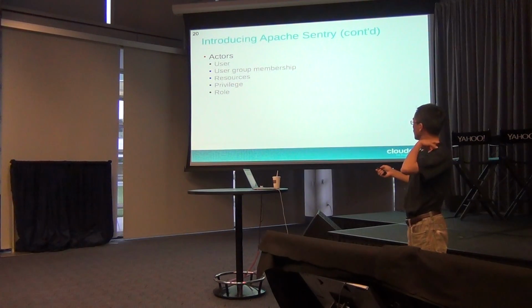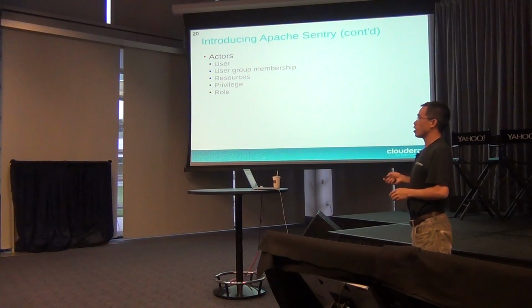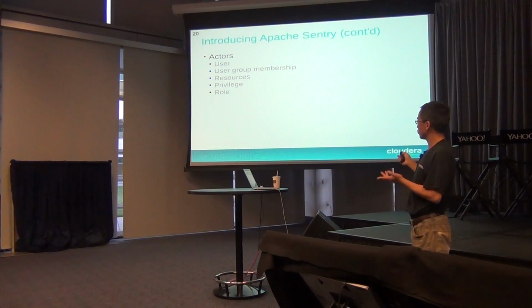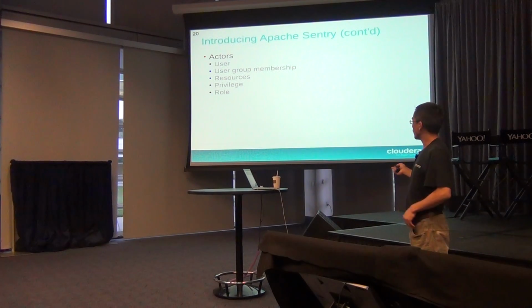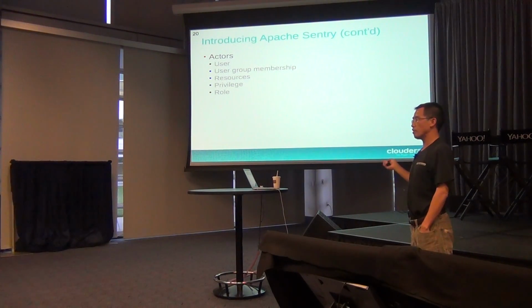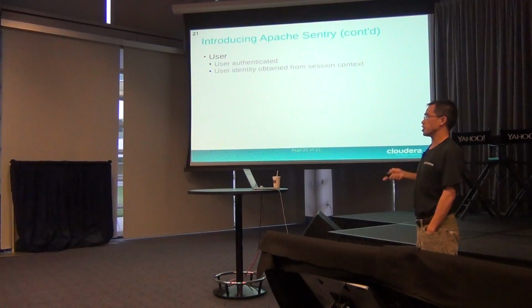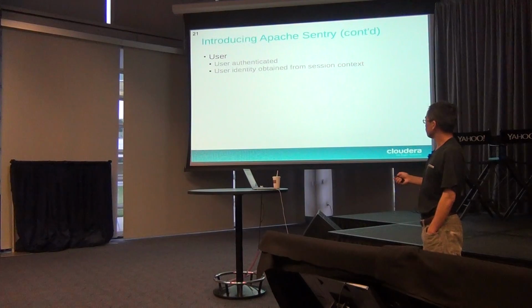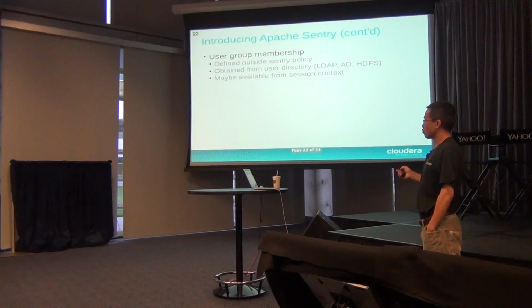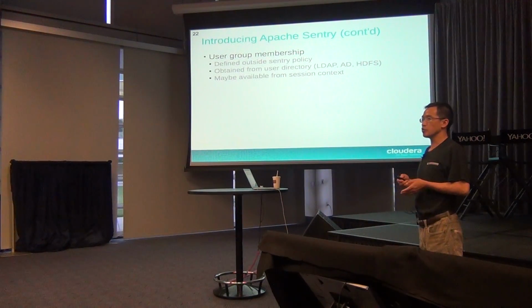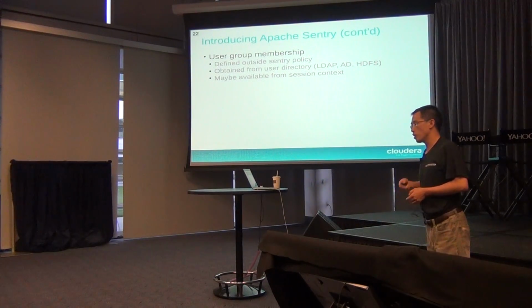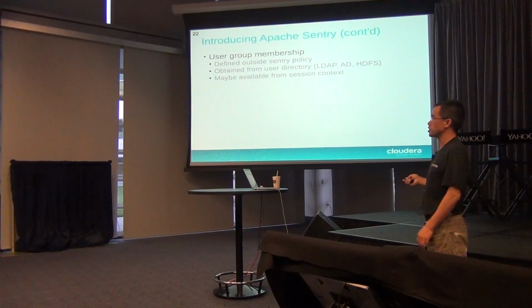So this is introducing the elements or the objects that are involved in policy evaluation. There are user, group membership, resources, privilege, and roles. User is basically the user who is trying to gain access to the data. User group is the groups that the user belongs to. You can obtain the user's group membership from the user directory or sometimes from HDFS.